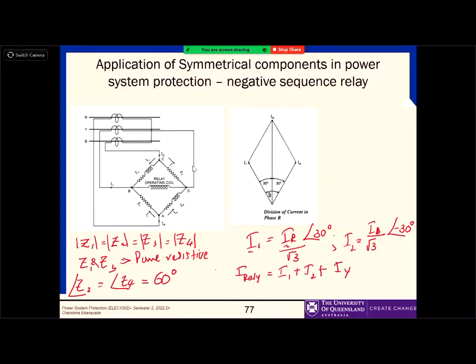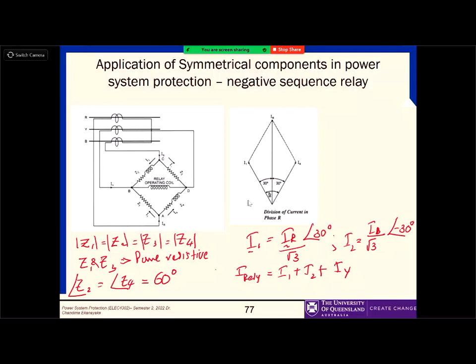IR, because of the symmetry of the circuit, I1 and I4 will be equal in magnitude, but I4 will have 60 degrees lagging. Why? Its impedance is 60 degrees. So therefore, like here, the total current going through I1 and I4, they are 60 degrees apart. And therefore, IR is basically addition of I1 and I4. I1 plus I4.